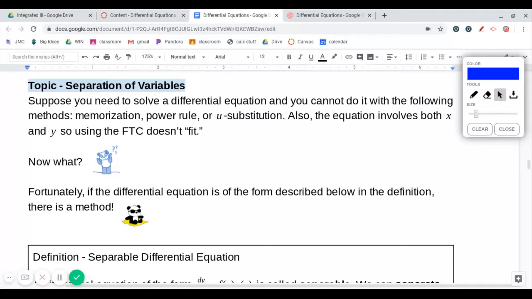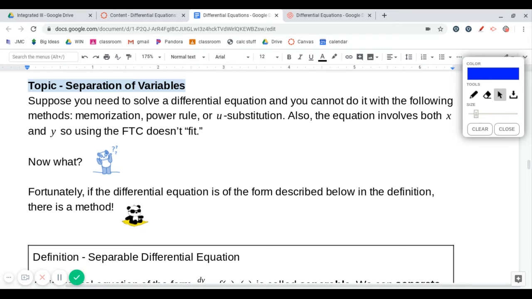All right, now we get to talk about differential equations that we haven't learned how to solve yet. So we don't have a method for how to solve these yet. So say we need to solve a differential equation. We can't do it with the following methods like we've done in the past, memorizing like arctangent, power rule, or u substitution. Also, the equation involves both x and y, so the fundamental theorem of calculus doesn't really work out. So now what do we do?